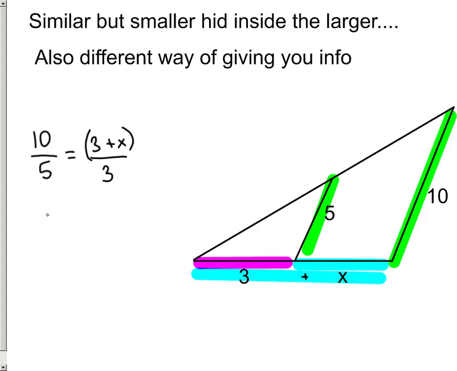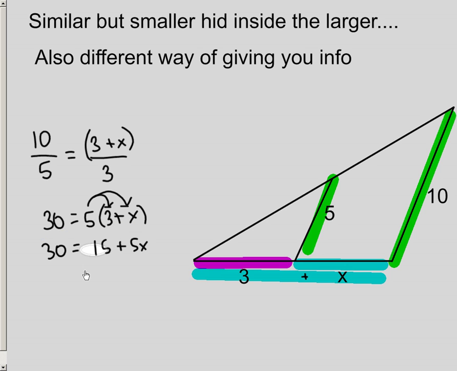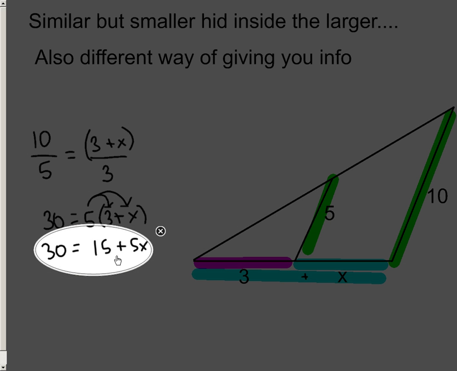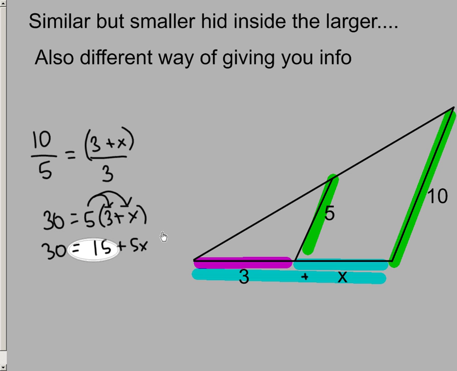So 10 times 3 is 30. And 5 will be multiplied right next to that 3 plus x. So let me just write that right there so it's easier to show you the distribution. 5 times 3 is 15. 5 times x is 5x. And now if you shut out everything else and just stare at that current equation, it's a two-stepper. Get rid of the 15 and then get rid of the 5, and you're done.